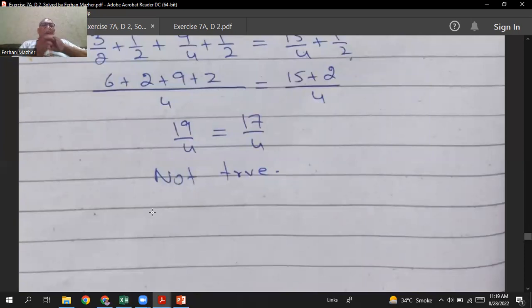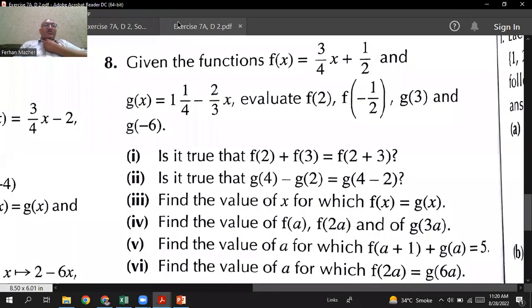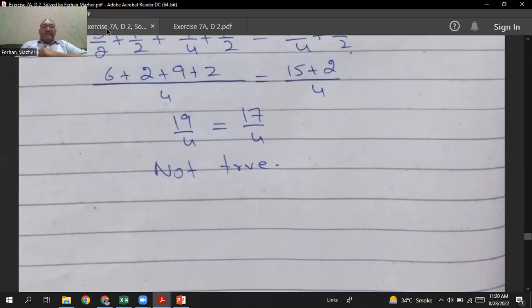So you can see that on both sides their answers are not equal to each other. So this statement is not true. Is it true that g of 4 minus g of 2 is equal to g of 4 minus 2? Let's check. That's the second part.